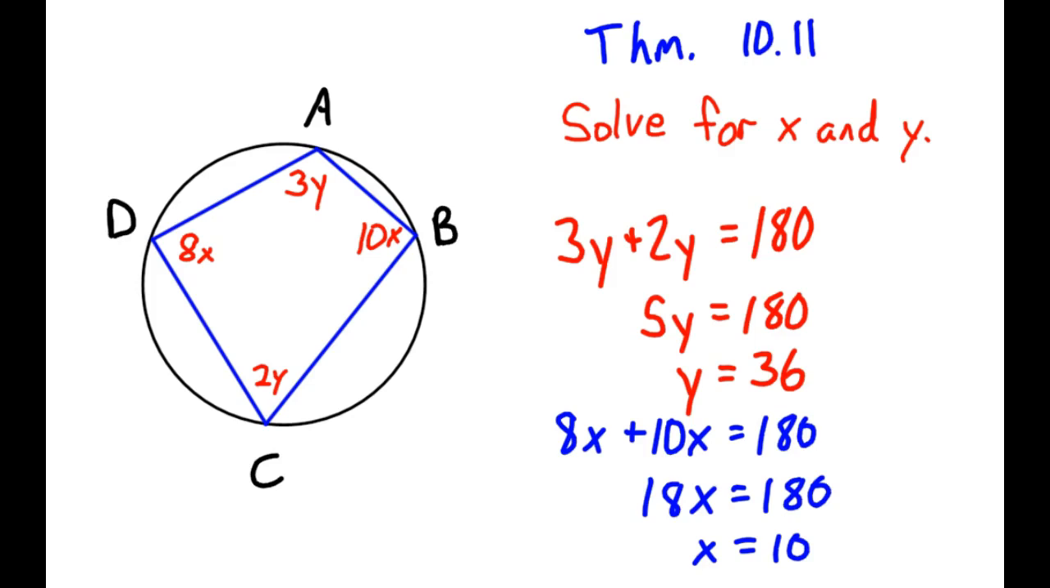If we wanted to find the measure of each angle, for instance, the actual value for the measure of angle A, we would take the y value we found, which is 36, plug that back in for y, so we would take 36 times 3 to get a value of 108 degrees for the measure of angle A, and then we could use a similar idea to find the measures of angles B, C, and D.